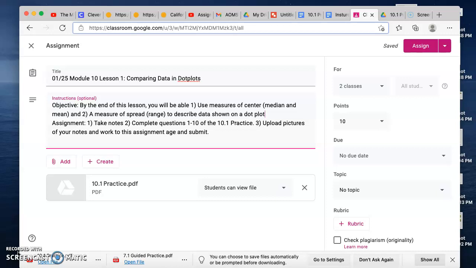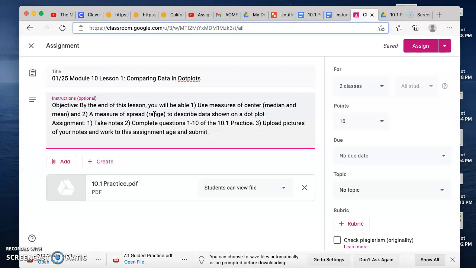Today we're going to be talking about some statistics, which I personally love. And to do that, we have an objective, namely that by the end of this lesson you'll be able to use measures of center, mostly median and mean, and two, to use measures of spread, which our only one for this lesson is going to be range, to describe data shown on a dot plot.